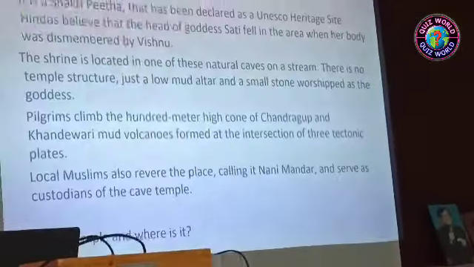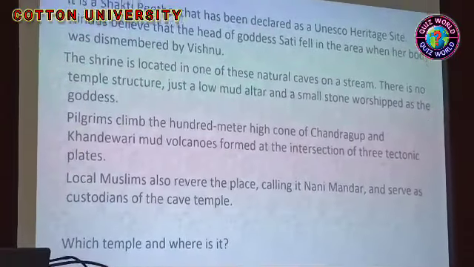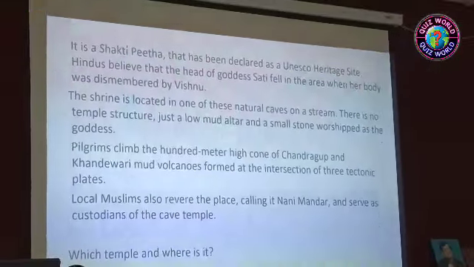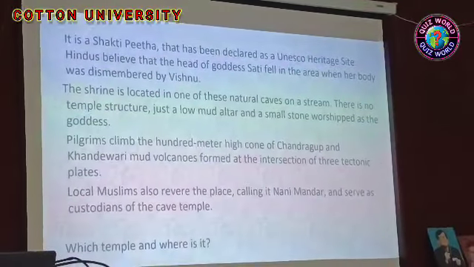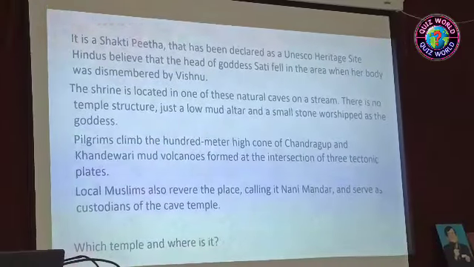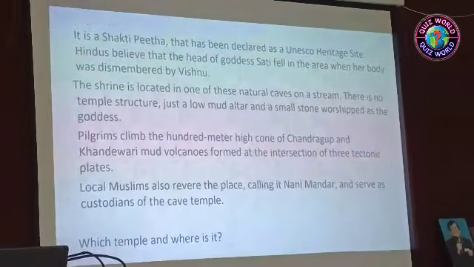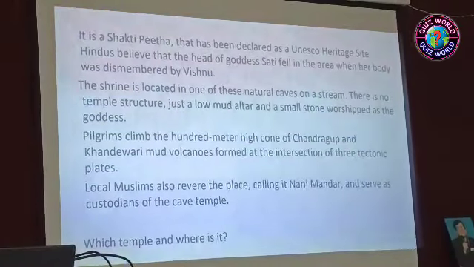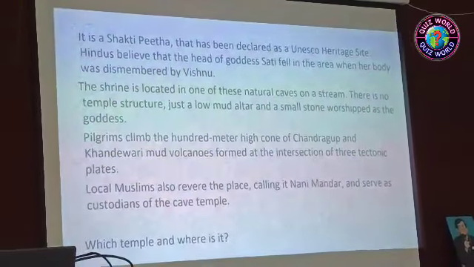So it's a Shakti Peeth that has been declared a UNESCO heritage site. Hindus believe that the head of the goddess Sati fell in the area where her body was dismembered, like the yoni has fallen in Kamakhya and other places. The head has fallen there. The shrine is located in one of the natural caves on the stream. There's no temple structure, just like Kamakhya. Just a low mud altar and a small stone worshipped as a goddess.